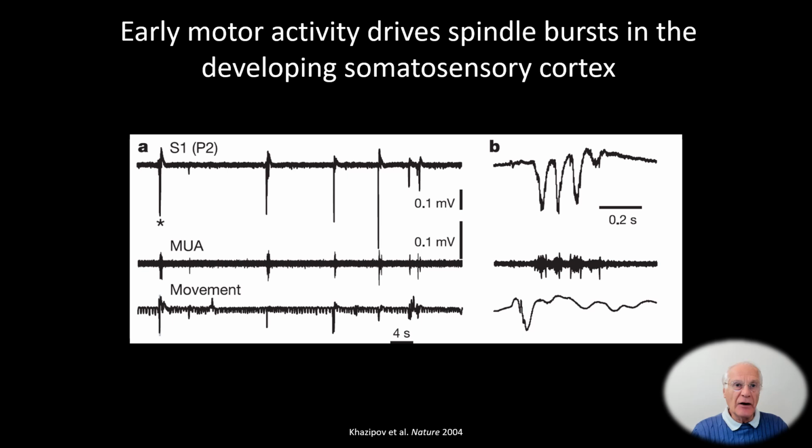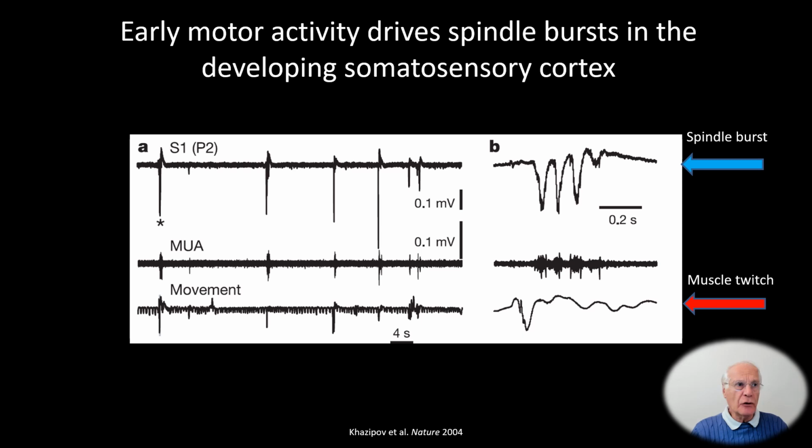Here, in the newborn rat, spontaneous muscle twitches trigger spindle bursts in the primary somatosensory cortex. These neural bursts, in turn, contribute to the formation of cortical somatotopic maps.